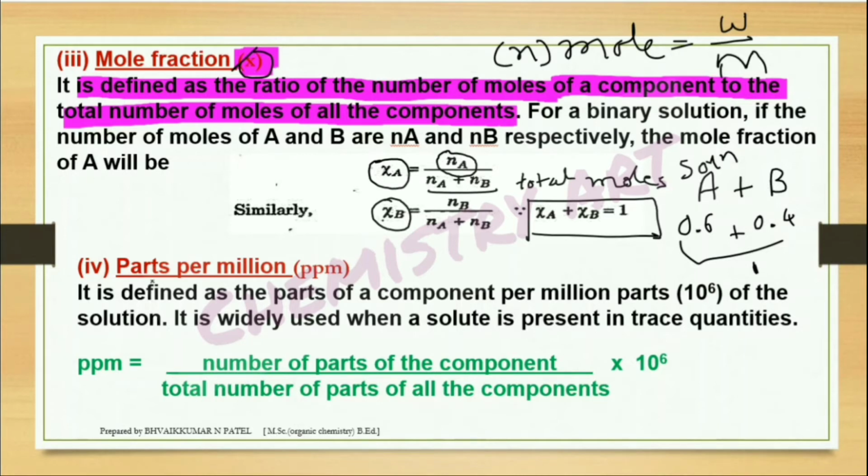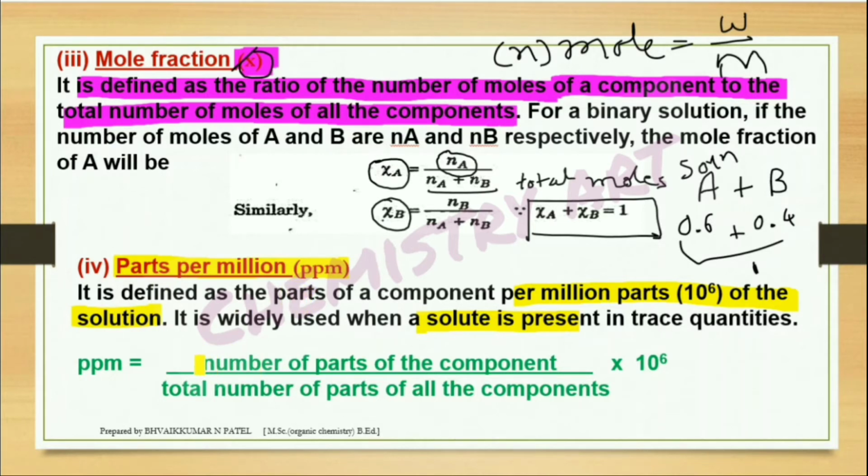Okay. Now next is very important, ppm, parts per million. A small part of solute in a million parts. It is defined as the parts of the component per million parts, 10 to the power 6, of the solution. It is widely used when the solute is in very small, trace amounts. For example, at our home, tap water is coming, and in that tap water chlorine is present, some salts are there, and those amounts are very small. So we use this expression, parts per million, ppm.